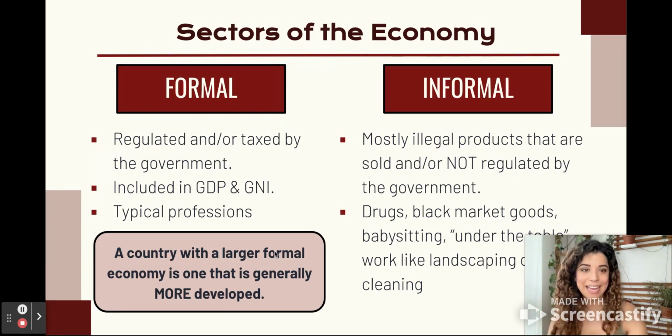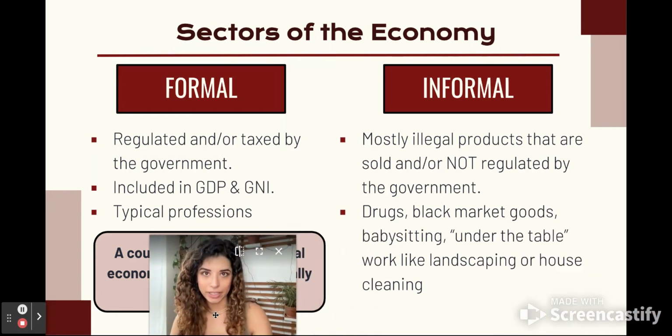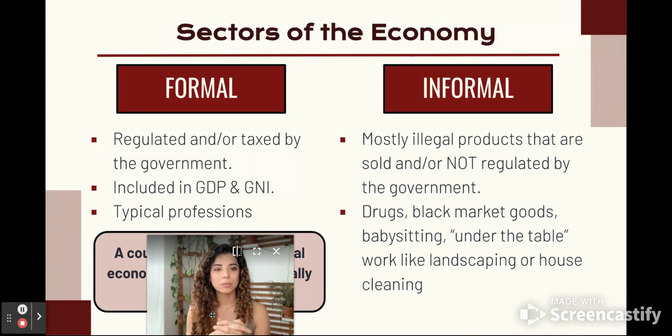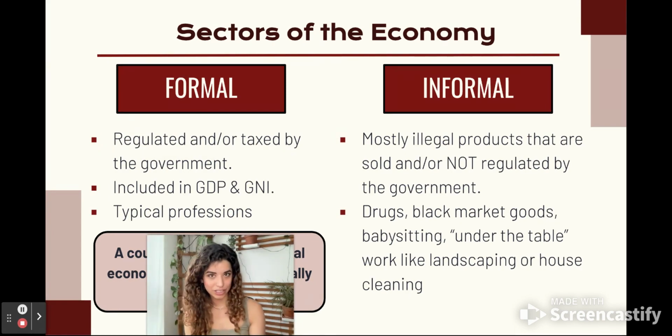Informal is anything that is not regulated by government. A great example of that is drugs. Anything on the black market, people are not going to be reporting that to the government. This can also be something as simple as babysitting. Anything that you're not reporting officially is considered informal.